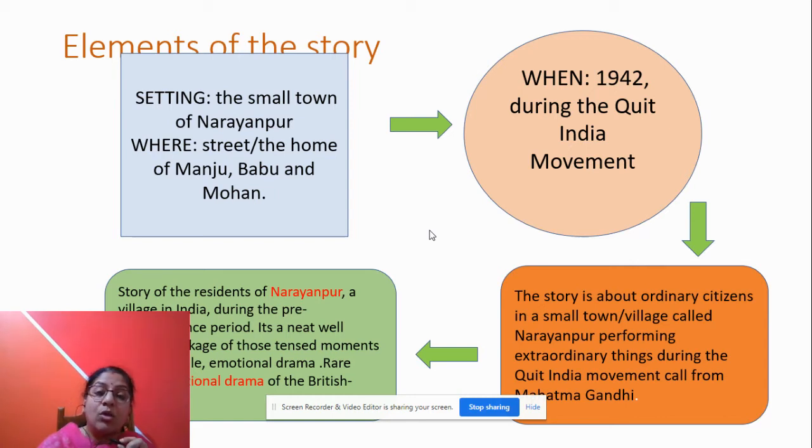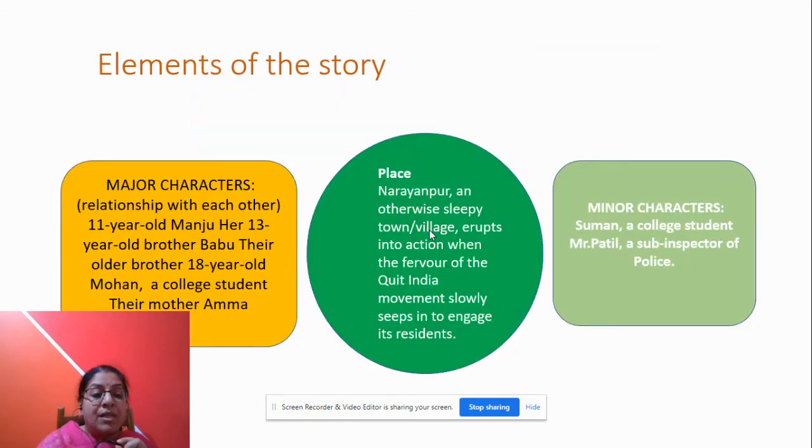And Mohan is a college student. He is 18 years old, and sister Manju is 11 years old, and brother Babu is 13. So these are the major characters of the story. Coming to the minor characters, Mohan's friend Suman and Mr. Patil, a friend of their father and also a sub-inspector of police. So these are the minor characters.